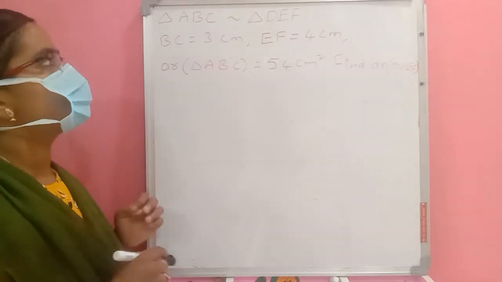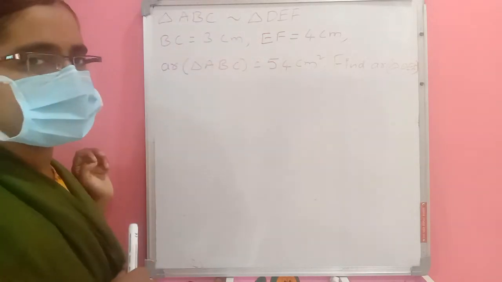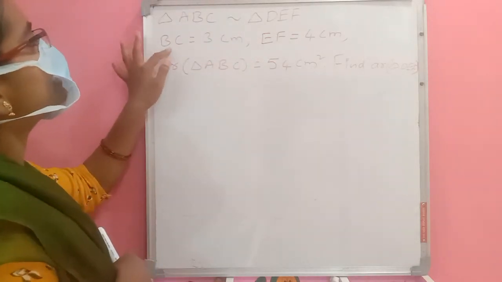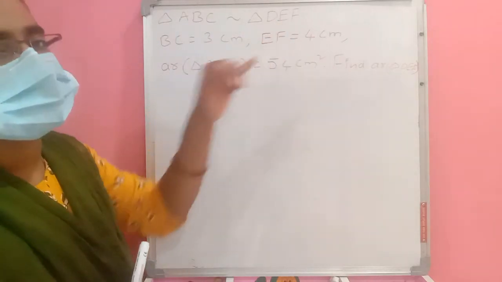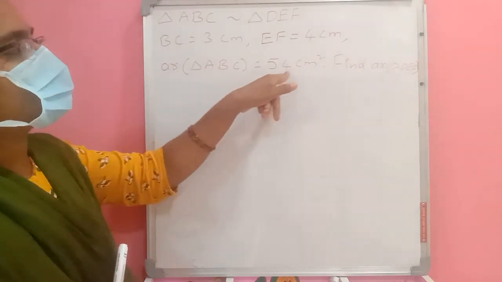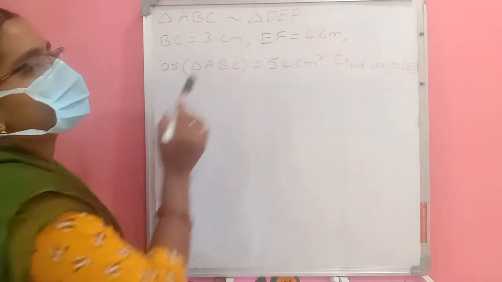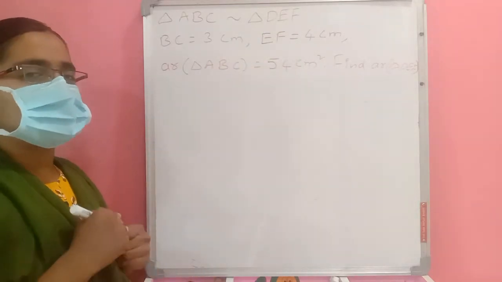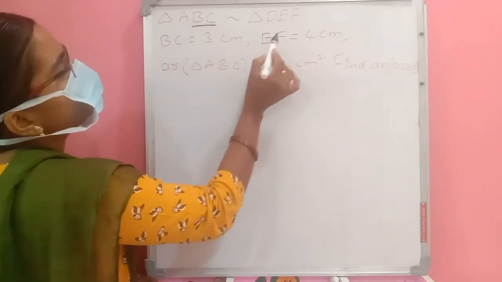Next we have a question here. Triangle ABC is similar to triangle DEF. The BC side is 3 cm and the EF side is 4 cm. The area of triangle ABC is 54 square centimeters. Then we have to find the area of triangle DEF. According to the theorem I just said, BC and EF.